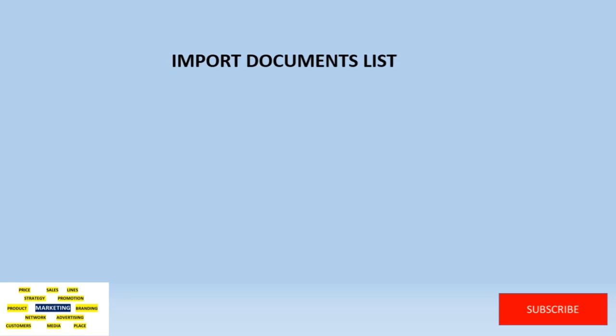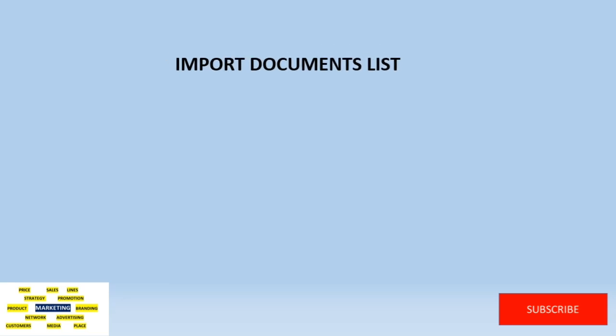Now we see the import documents list. It means all the documents that come with an import shipment. The first document is the customs invoice, or commercial invoice.